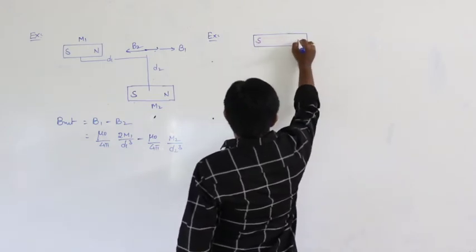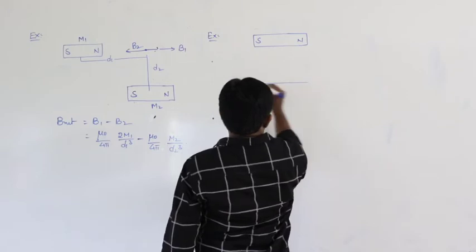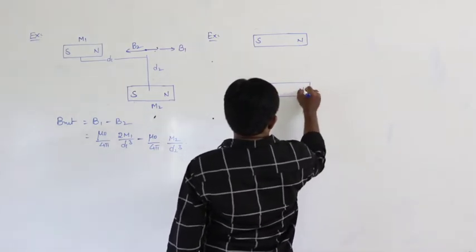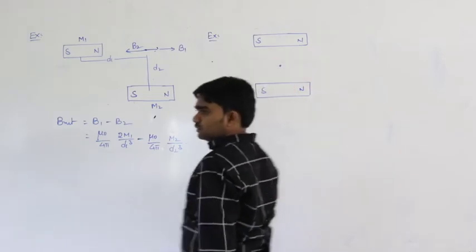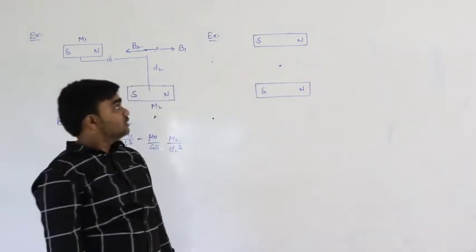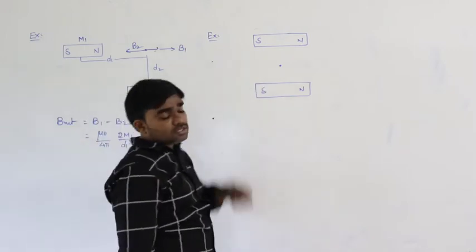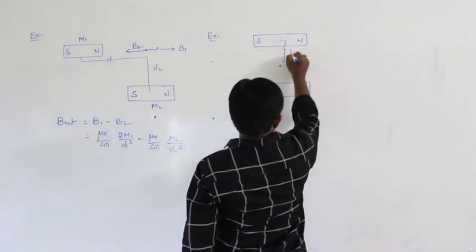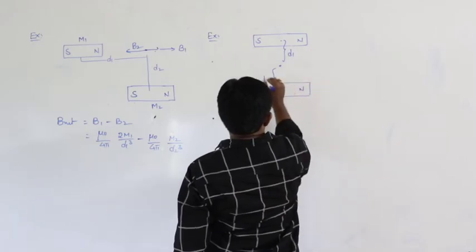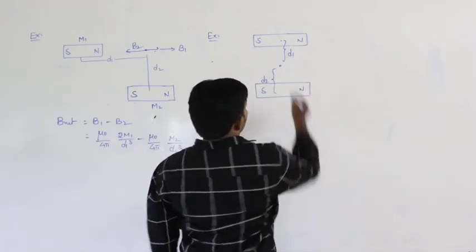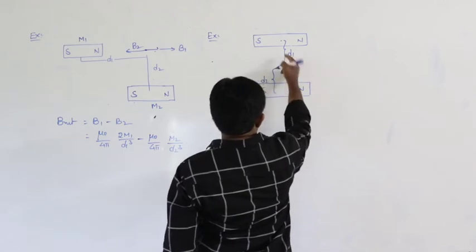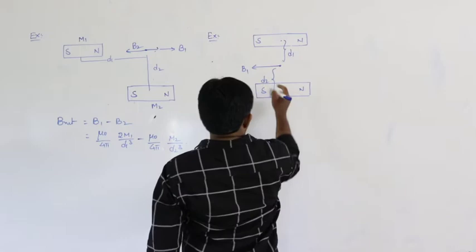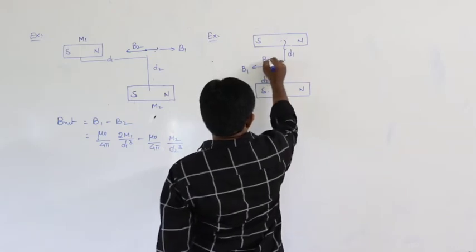Let us do one more. Let us say it is south north and it is also south north. Let us say it is a middle point. For both the magnets it is the equatorial point. Let us say from the center it is D1, and from the other it is D2. If both are in opposite orientation, for example, for this the direction of the magnetic field is B1, and for this also the direction of the magnetic field is B2.